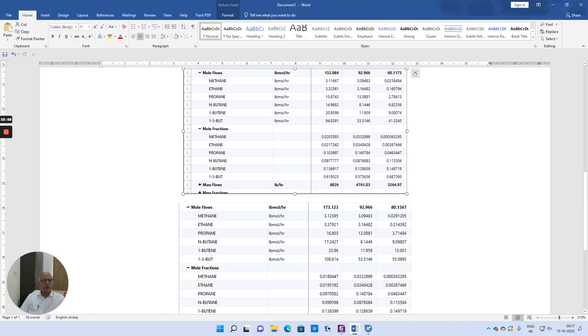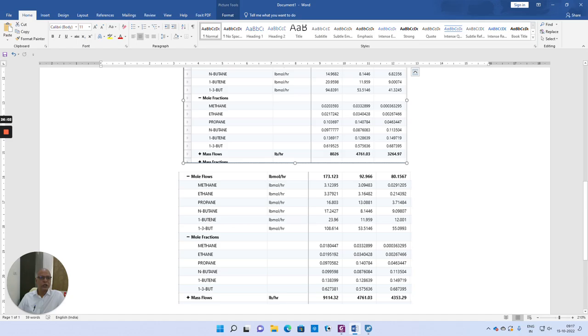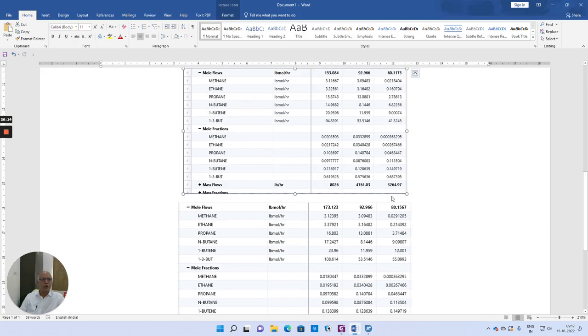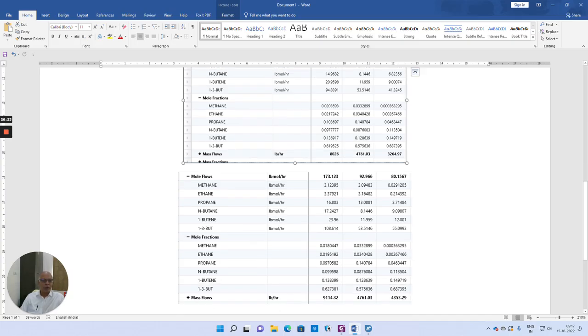These were the compositions of the bottom product when there was no recycle. Now these are the compositions when there is recycle, 25% of the liquid product sent back in the form of a recycle. Once again, you can see that there is absolutely no change in the compositions. But with respect to the flows, earlier the amount of bottom product was 3064 lb per hour. Now it has increased to 4353 because of the recycling.